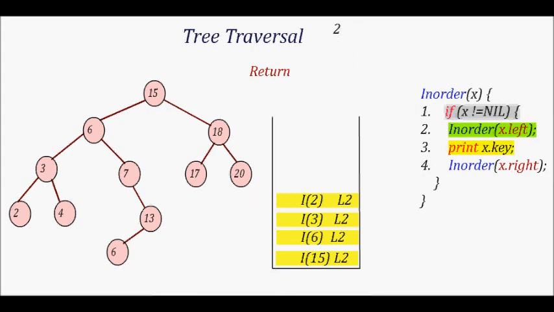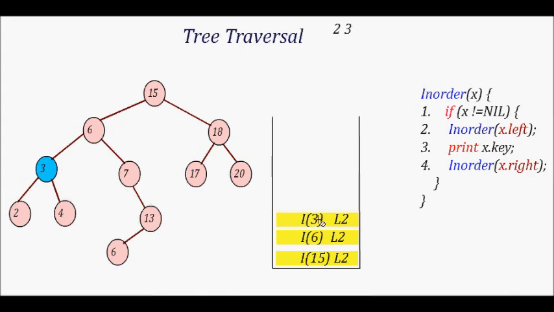Next, at I2 it has printed, and then it calls in order x right. X right for 2 is also null, so it just returns from there. Now I2 is done; it had executed till line 4 and there was nothing. So next it returns and I2 is popped out from the stack because everything is done.